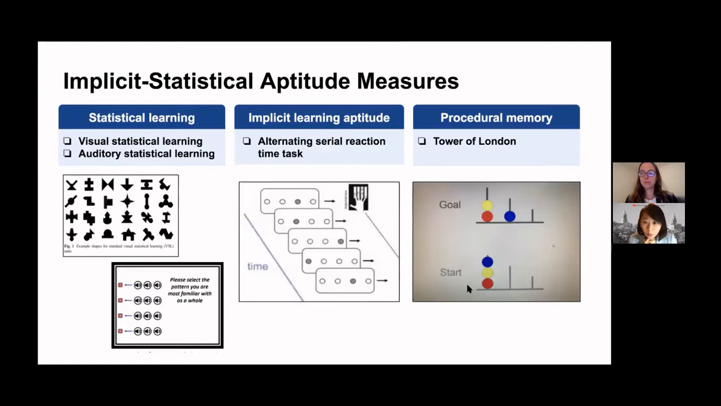And in this study, we employed 4 implicit statistical learning aptitude measures to obtain a more comprehensive assessment of learners' implicit statistical learning aptitude. And these 4 measures were visual statistical learning, auditory statistical learning, and also the alternating serial reaction time task, which a lot of SLA researchers use to measure implicit learning aptitude. And lastly, the Tower of London measure.